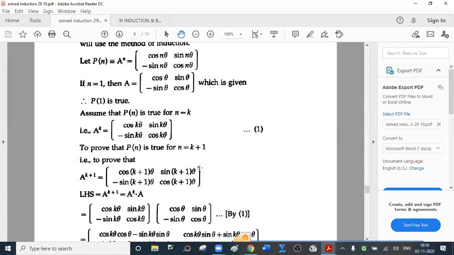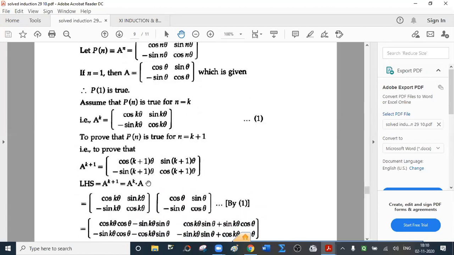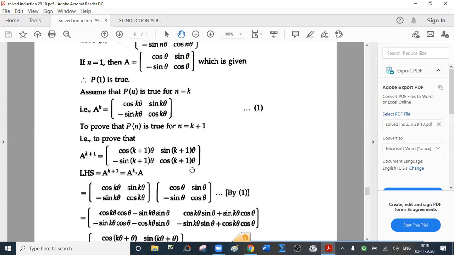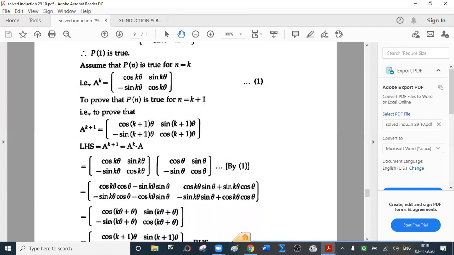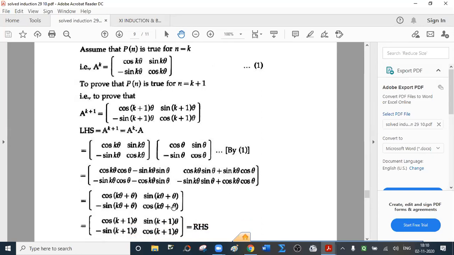LHS: A raised to k plus 1 is A raised to k into A. But from 1, this is A raised to k. You know how to take the product of matrices. I will explain, say, this element. Second row, second column. Second row from the first matrix, second column from the second matrix. Why? Matrix product is row by column product. So minus sin k theta sin theta plus cos k theta cos theta. Now cos alpha cos beta minus sin alpha sin beta is cos of alpha plus beta. That is cos of k theta plus theta.